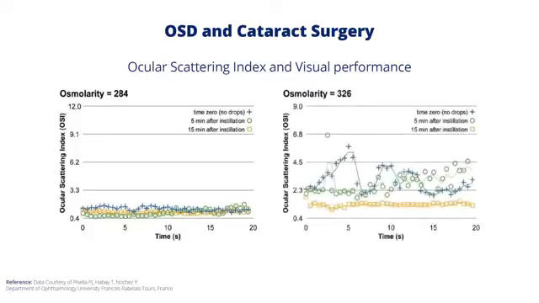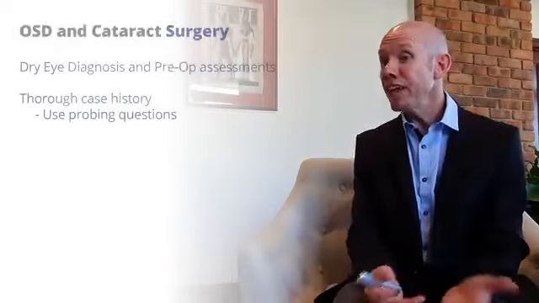In contrast to this, a patient with dry eye disease has a raised osmolarity, and you can see how even after instilling an ocular lubricant, it takes 15 minutes before the scatter in that tear film normalizes. This is why it's very important when implanting trifocals to ensure your patient has a stable osmolarity and indeed their dry eye is being actively managed. So how do we do this?